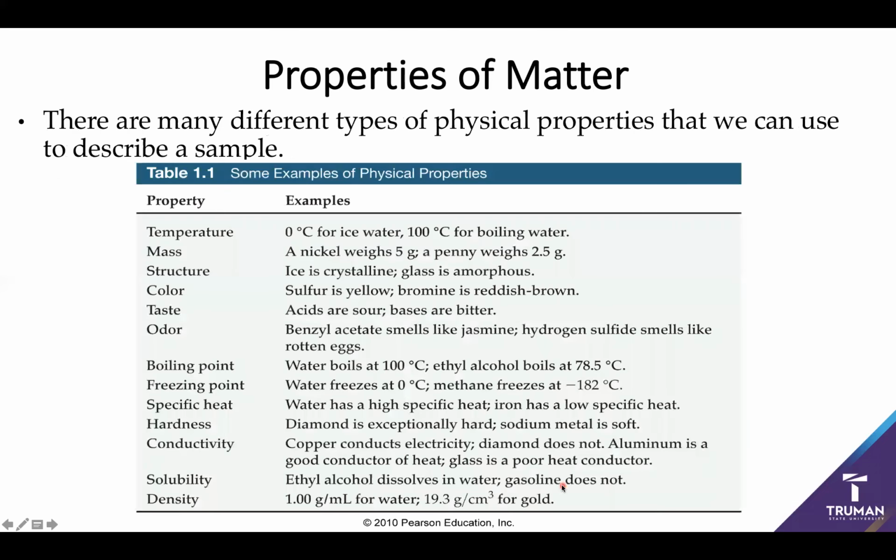And there is such a diversity of physical and chemical properties we can describe the system with. Temperature, mass, structure. So again, how the atoms are arranged with respect to each other. Color, taste. For example, acids are sour, bases are bitter. So if something tastes sour, it means it's acidic. And we'll talk a lot more about that later. But we also have things that regard physical changes, such as boiling point, freezing points. And again, the list goes on for quite a while.